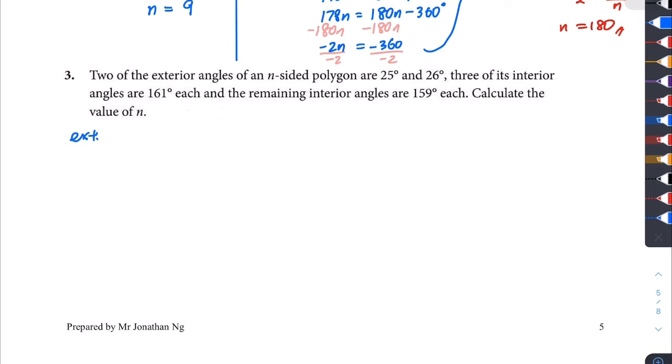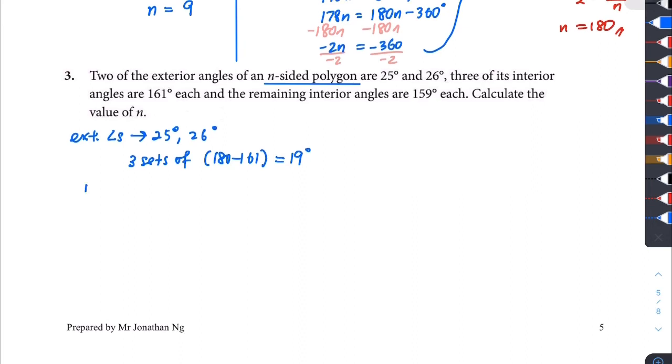So we have exterior angles of 25 degrees and 26 degrees, in an n-sided polygon. This is something for you to take note of. We have three interior angles of 161, so we have three sets of 180 minus 161, which is three sets of 19 degrees. And we have a remaining 180 minus 159, so the remaining angles are 21 degrees each. But how many sets are there? We have n sides, and we know 1, 2, 3, 4, 5, so the remaining is actually n minus 5 sets.